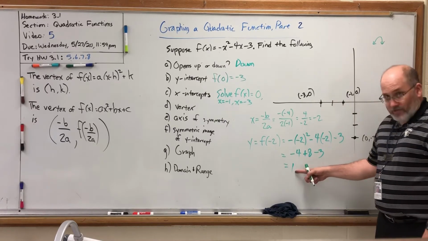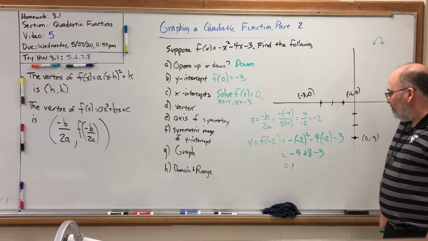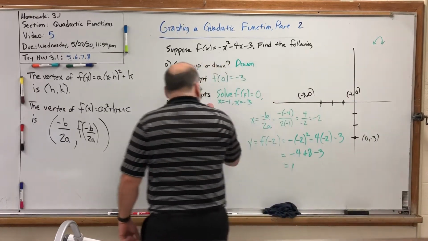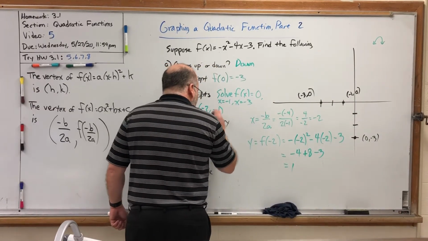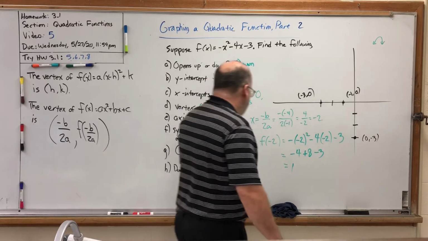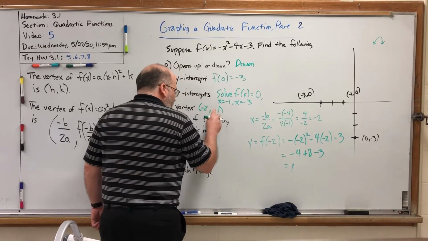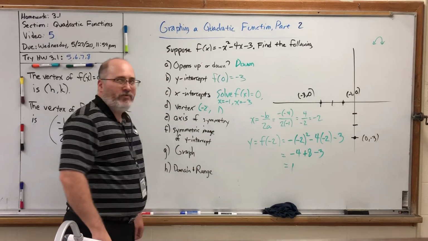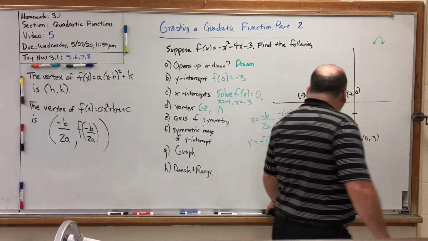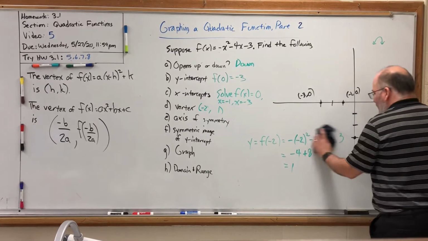So the y-coordinate of the vertex is 1. The x-coordinate is negative 2. So our vertex seems to be negative 2, negative 1. It is not, because I just wrote negative 1, and it's not negative 1. The vertex is negative 2, positive 1. And frankly, I was expecting the y to be positive.